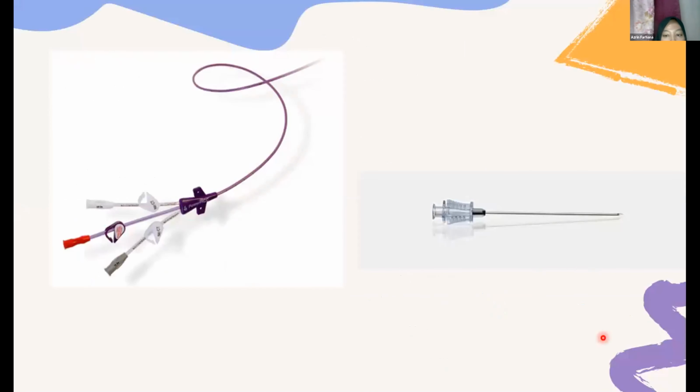Okay, so these are examples of a PIC line. This is the catheter as I mentioned before, and this one has 3 types of lumen, depending on the usage. And this one is the needle introducer to introduce the catheter inside the vein.